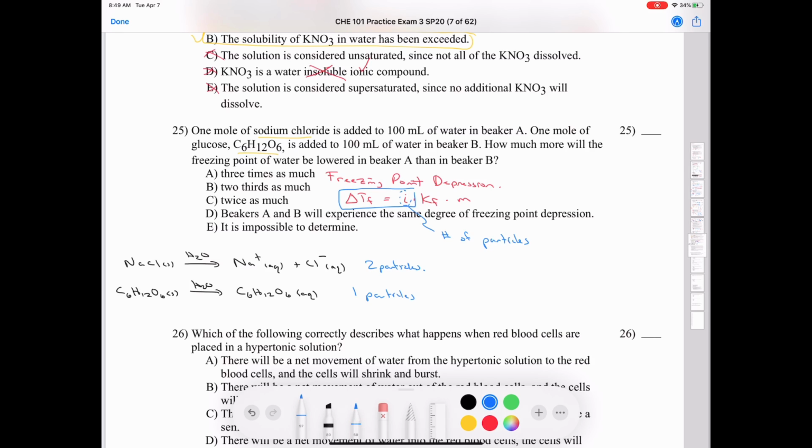So again, the freezing point is going to be lowered more when I have more particles. So you can see that I have twice as many particles with sodium chloride than I do with glucose. So therefore, if the I is equal to 2, then the freezing point should be lowered by twice as much. So the answer will be C.